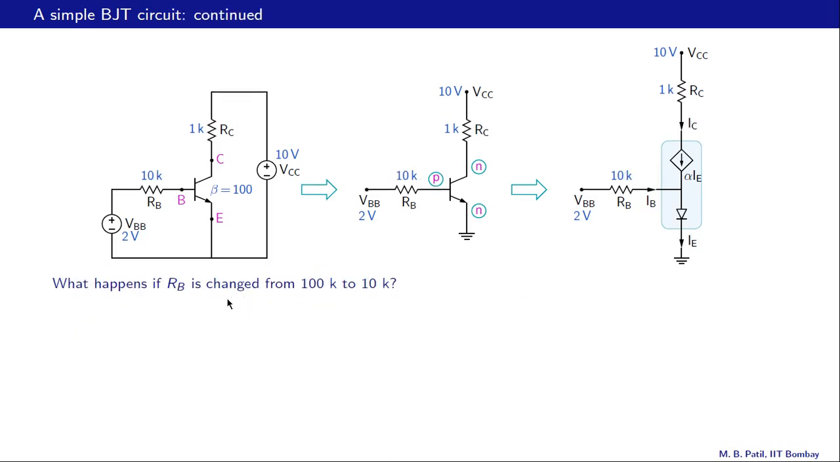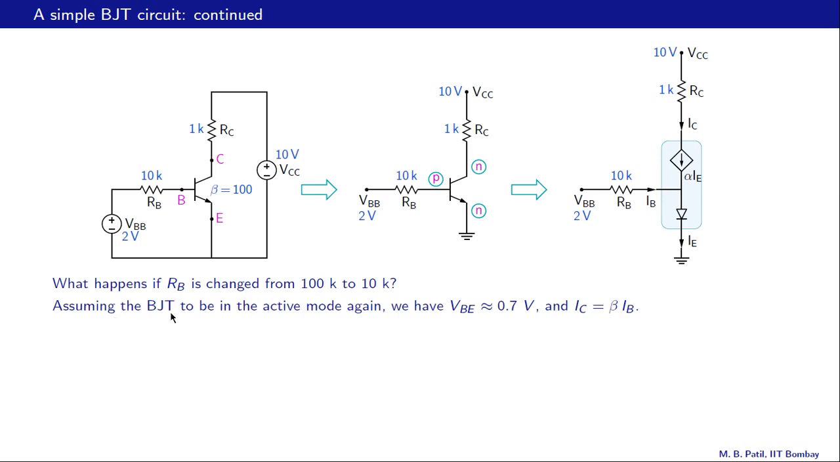Let us now consider the same circuit but with a slight change. We have changed RB from 100K to 10K, and now we want to see what the solution is, the collector current as well as the various BJT voltages. So let's repeat the procedure that we followed in the last slide.